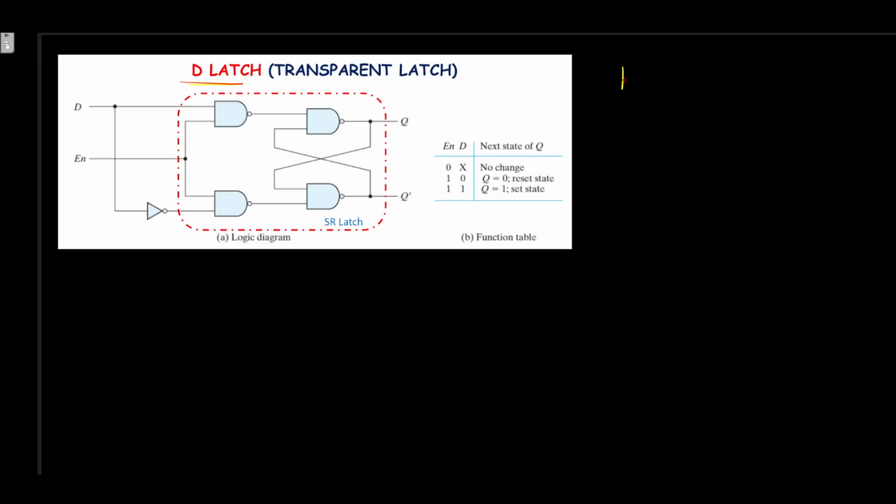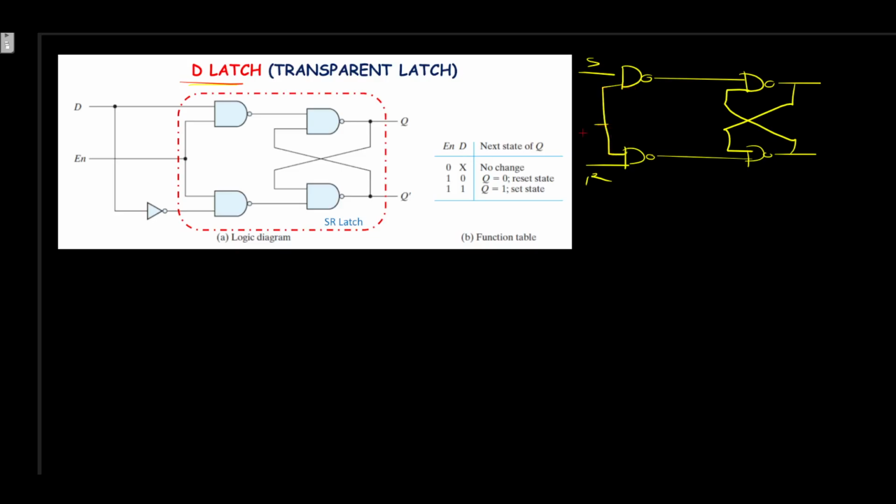So in the SR latch we have these AND gates. I am just drawing the SR latch again. Here there will be the feedbacks from the opposite side, and the input S, input R, and an enable pin or the control pin. So this was the SR latch.